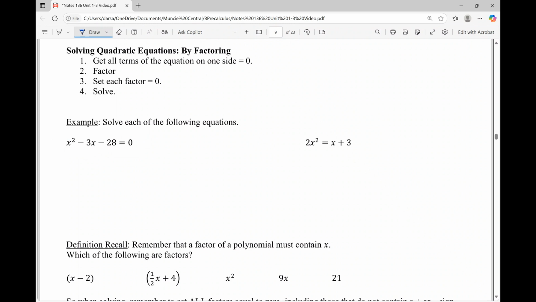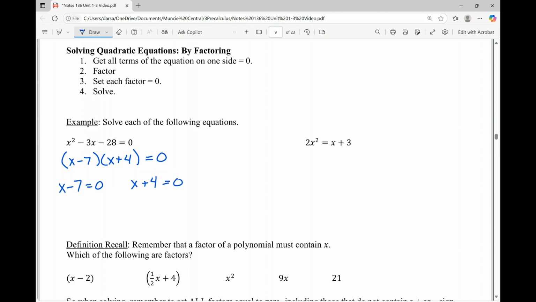Now, what we're going to do is factor what you've got. And this one, what are two numbers that multiply to negative 28 and add to negative 3? Well, that's going to be x minus 7 and x plus 4. Once you have it factored, we're going to set each factor equal to 0. So I'm showing this step very clearly this time.